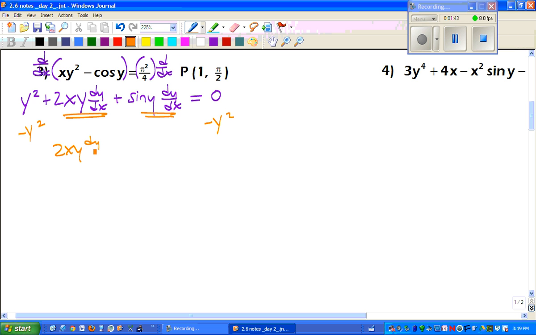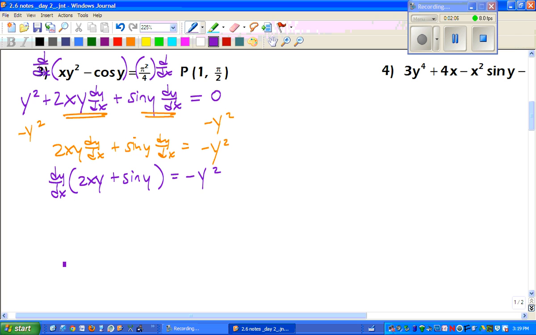And now that we have these by themselves, we can factor out a dy/dx. So if we take a dy/dx out, whoops, that equals dy/dx times 2xy plus sine of y equals the opposite of y squared. So to solve for dy/dx, all we're doing is dividing both sides by what's in the parentheses here, so we get opposite of y squared all over 2xy plus sine of y.